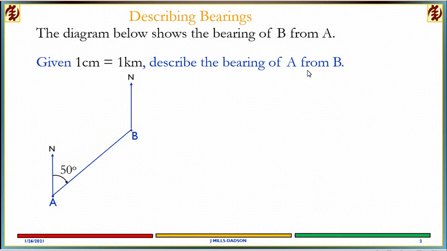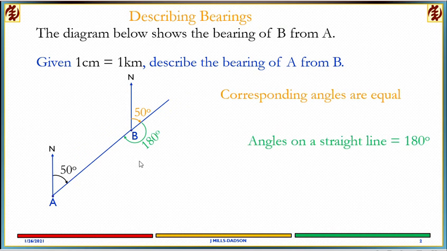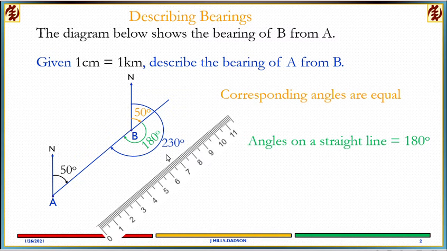So like we learned in the previous lesson, it means B to A. So we need to go to B. This is B, and we need to know the angle from the north line all the way to this line connecting point A. So we start. Corresponding angles are equal because 50 degrees is corresponding to this 50 here. That is a straight line. That makes this line 180. So the total angle from the north line will give us 180, so 230 degrees.